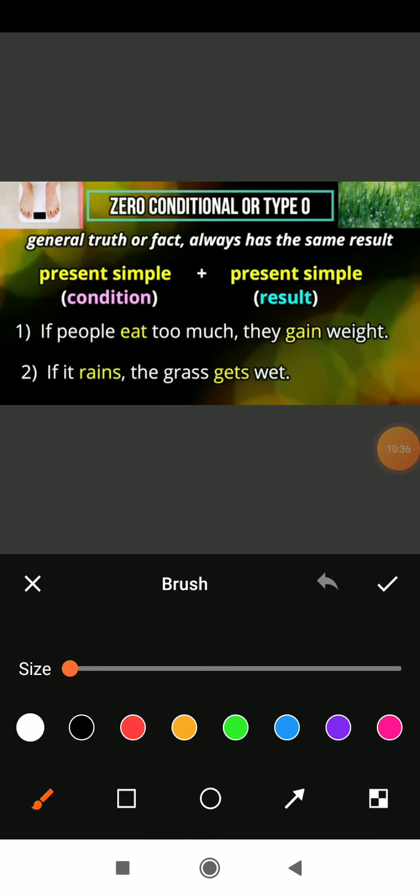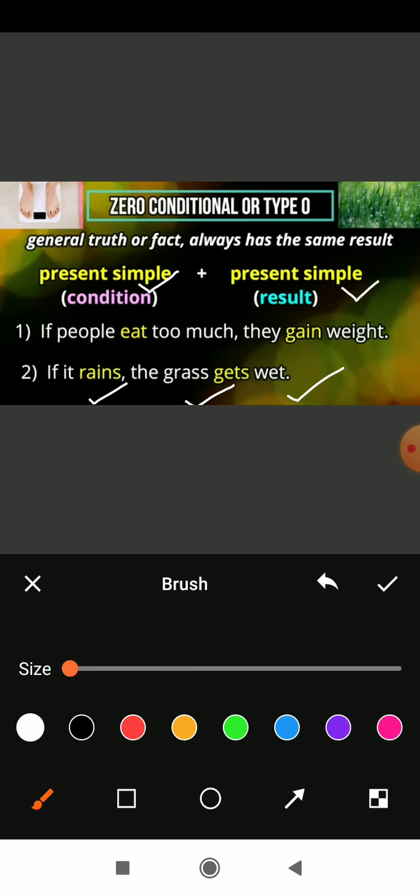Yes, now look at another example, example number 2. If it rains, the grass gets wet. Obviously, if it rains, the grass will get wet. Is it or not? Yes, obviously, if it rains, the grass gets wet. It is a simple sentence written in the form of simple present. So the if clause is in present simple and the main clause is also in present simple.